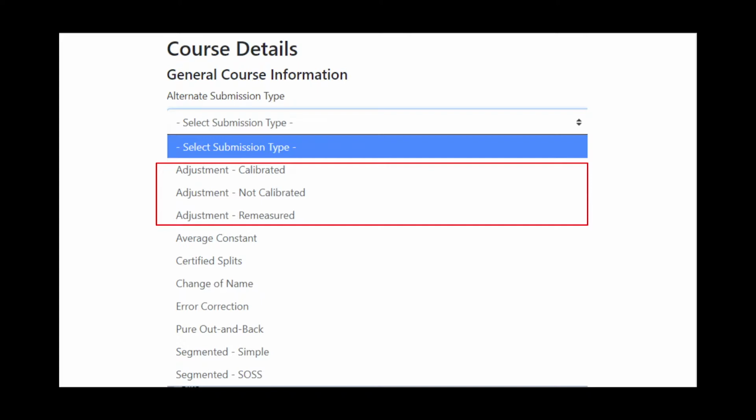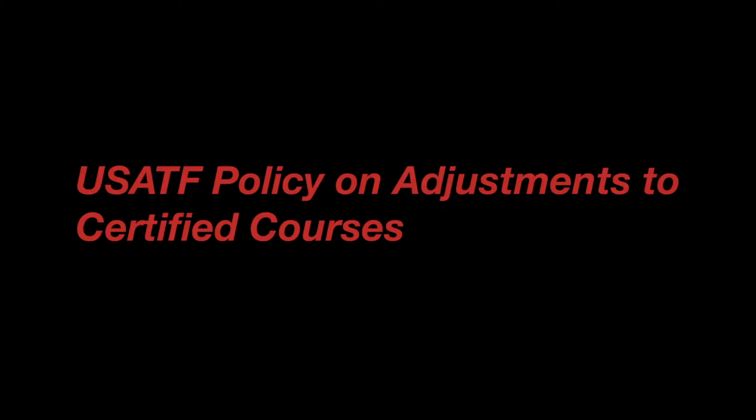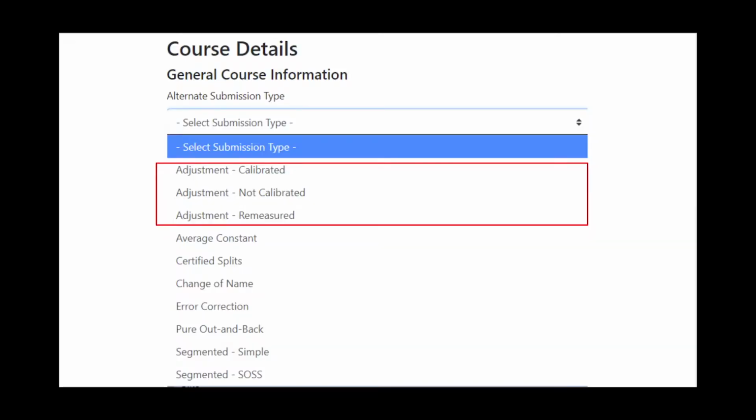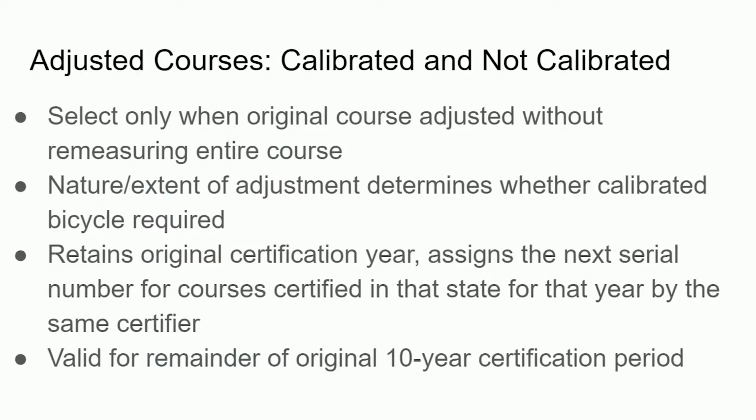The types of situations involving course adjustments and the procedures used are explained in the USATF Policy on Adjustments to Certified Courses. Given the nature and extent of the adjustment, the certifier chooses one of three distinct subtypes of course adjustments. Calibrated and non-calibrated adjustments.